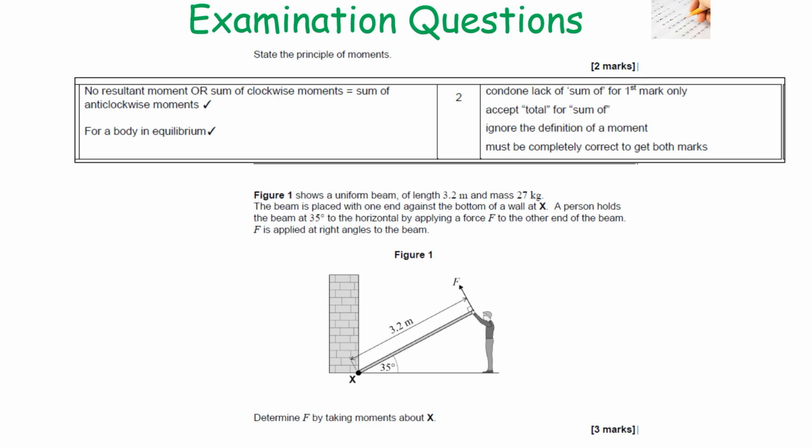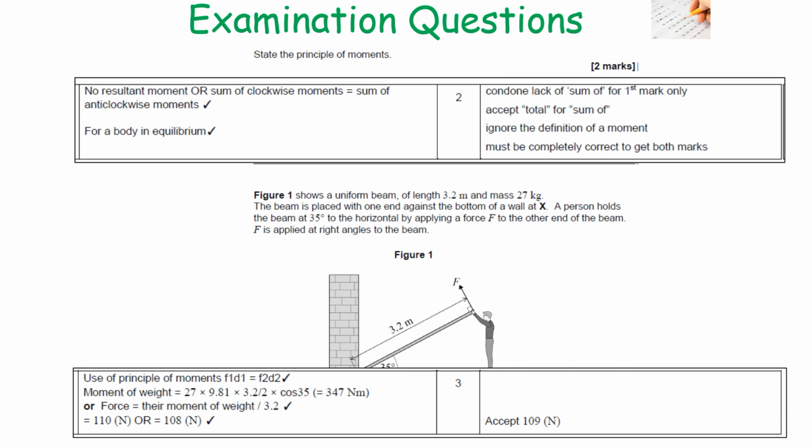So what you can say here is if you take moments about X, you know that the resultant moment is going to equal 0. So we can say that the clockwise moment equals the anti-clockwise moment. So force times distance clockwise equals force times distance anti-clockwise. So you can then work out the moment of the weight by doing force times distance.